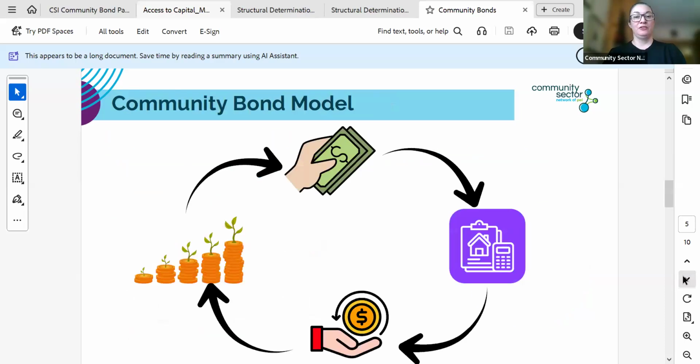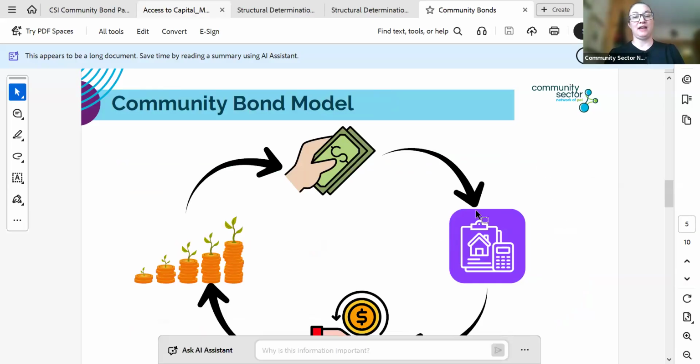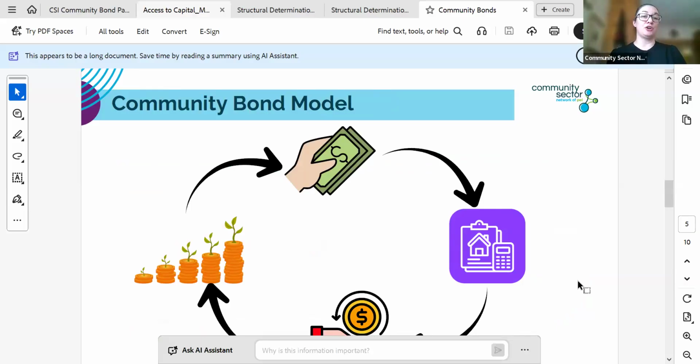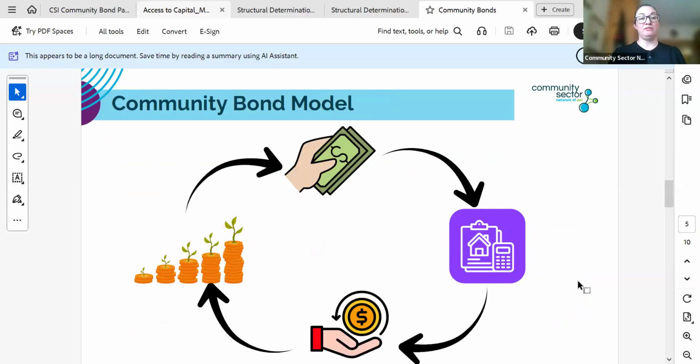term. So the model basically is that you would sell these bonds within the community. So a community member would purchase these bonds. You would use those bonds then to invest in a project, a building, a land acquisition, etc. And then upon maturity, the community bond investors would get paid out their bond plus the interest that they earned on that bond. And then they could choose to reinvest.